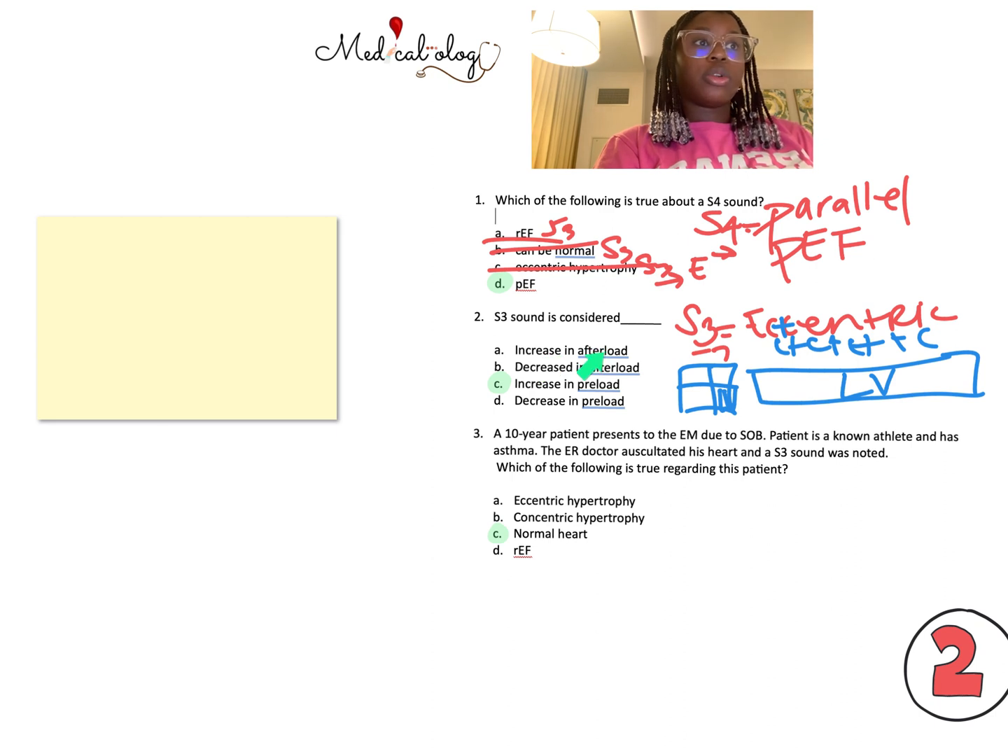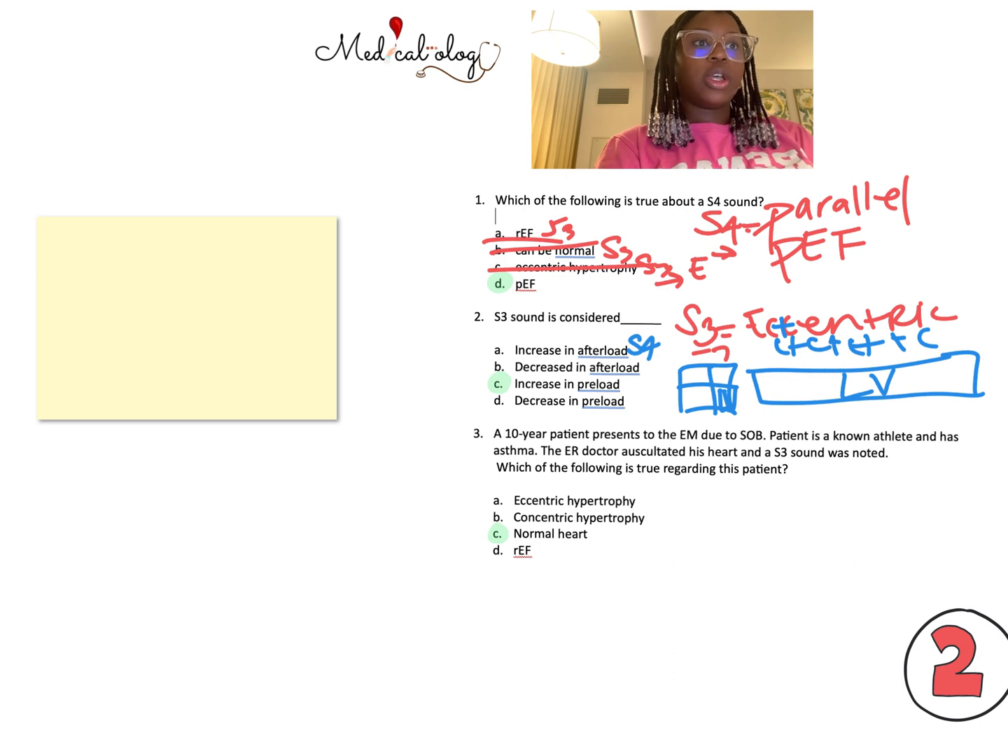Increase in afterload? No, there's no increase in afterload with an increase in preload. That's wrong. That would be seen in what? Right, an S4 sound, right? An increase in afterload is seen in an S4 sound. You know why? Because it's hypertrophy.